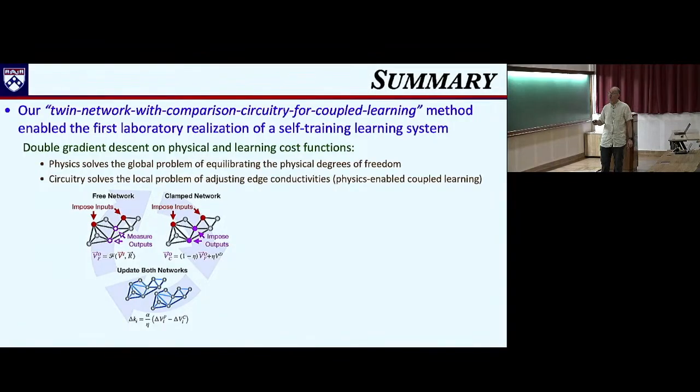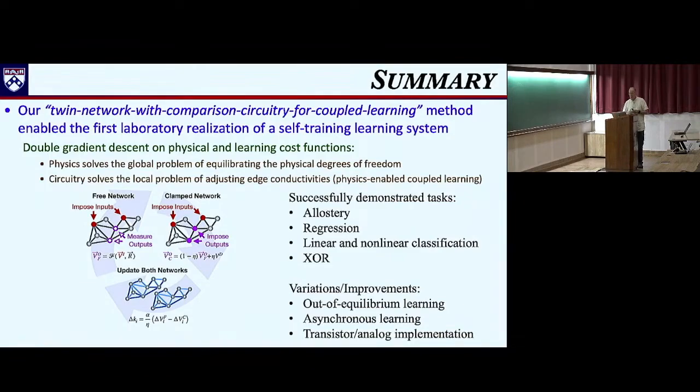And with a coupled learning rule, we do gradient descent effectively on a global cost function based on a local rule. So physics has come into play two ways, one in doing this gradient descent and one in enabling the coupled learning rule. So physics, if you will, solves a global problem, equilibrating those physical degrees of freedom very, very quickly. And circuitry, implementing the coupled learning rule, solves the other gradient descent problem very, very quickly, in principle also.